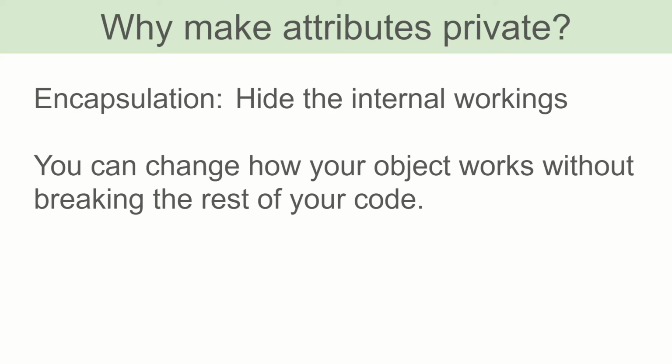So a related reason for making attributes private is called encapsulation. This isn't a definition of encapsulation, but encapsulation can involve hiding the internal workings of your object. And you do that because that lets you change how your object works internally without the rest of your code breaking. If you have ever had the experience where you write code and then you want to change something and then everything breaks as soon as you make one small change, we usually refer to code bases like that as being fragile. And using encapsulation and objects is a way to prevent your code from being fragile.